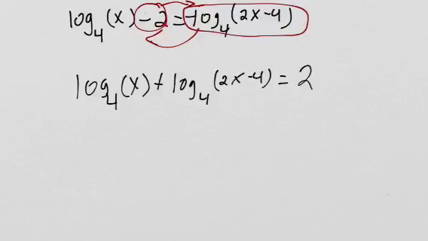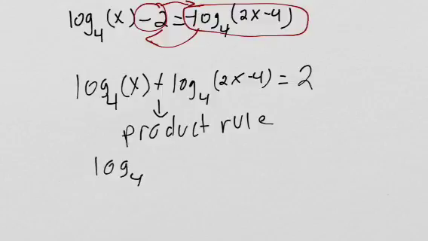Okay, so all we did was add 2 to both sides, and then add log base 4 of 2x minus 4 to both sides. This is a product rule because it's addition. We're adding two logs of the same base together. We can take their product, log base 4 of x times 2x minus 4, which is 2x squared minus 4x. Still equal to 2. Okay, now we're kind of stuck. There's not really any more combination we can do. We can't really do anything else with this.